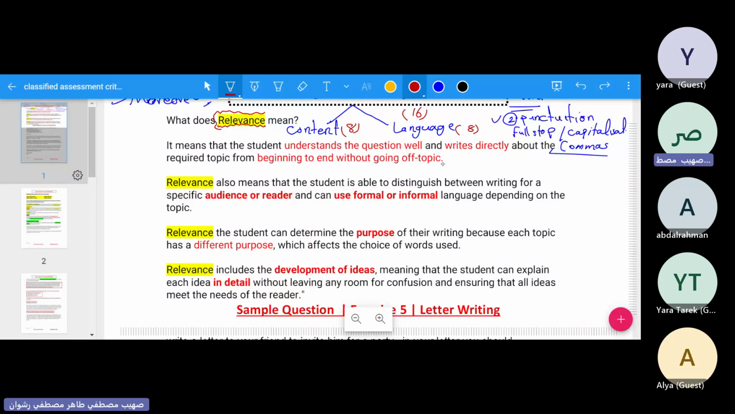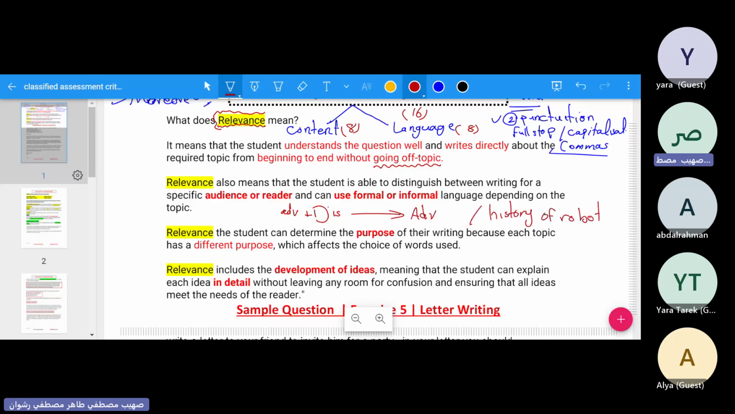Yes, wait, Alia. This is a very important point. Relevance means you understand the question and you write about what is required. You didn't write off topic. So if the topic is about the advantages and disadvantages of using robots, the student starts writing about the advantages of robots. And in the next paragraph, he wrote about the history of robots. The question asked you to write about what? Advantages and what? Disadvantages. But you wrote about what? You wrote about advantages and you wrote about the history of robots.